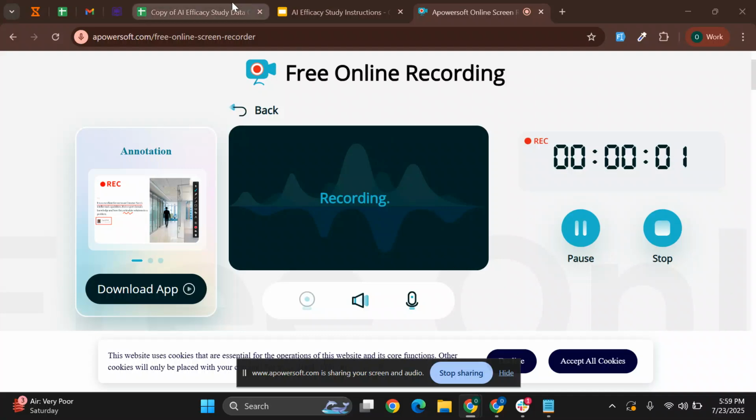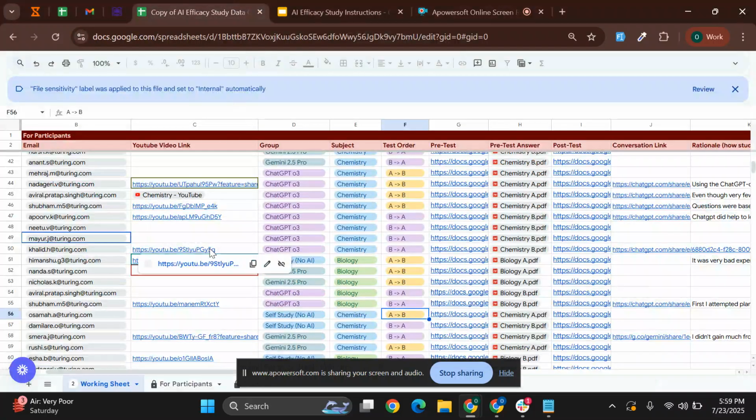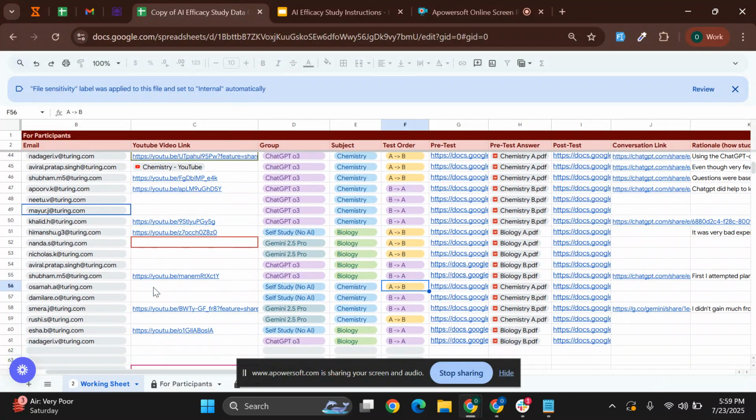Hello everyone. We are going to start a question that was assigned. So the group is self-study, no AI. We have to use no AI. The subject is chemistry. Test order: first we have to attempt version A, and then we have to attempt version B. So let's get to version A.